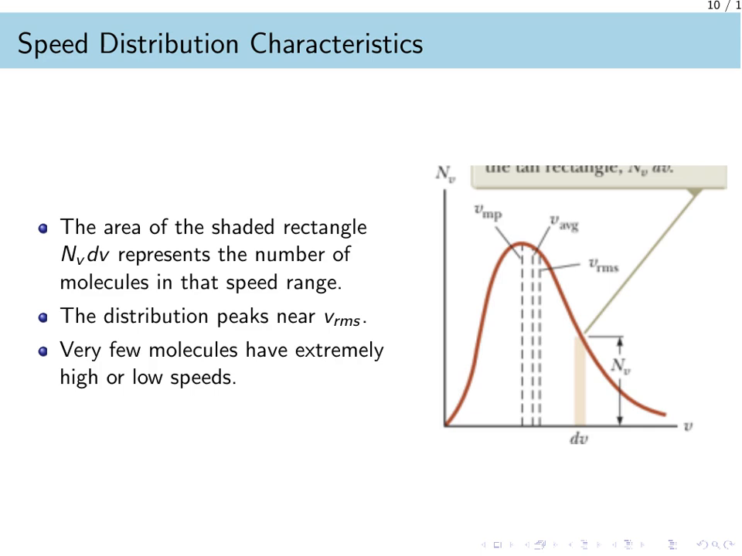The area of the small shaded rectangle, defined as the distribution function times dv, represents the actual number of molecules within that specific speed range. You can see labels for the most probable speed, the average speed, and the root mean square speed. It is important to note that the distribution peaks near the root mean square speed, and very few molecules possess extremely high or extremely low speeds. Most molecules are clustered around the central values defined by the temperature.